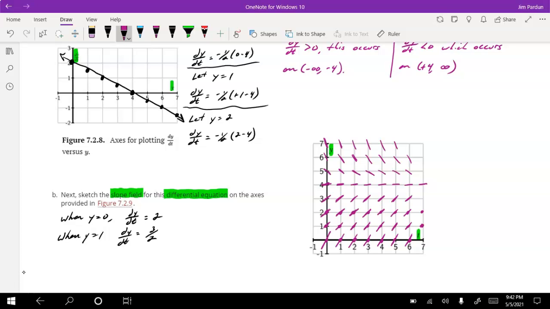And you know, an AP grader is not going to be looking at this and measuring your slopes, but they are going to be looking for patterns. So we can kind of see the pattern that's developing here. So there is our slope field.